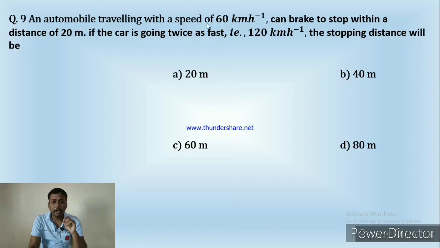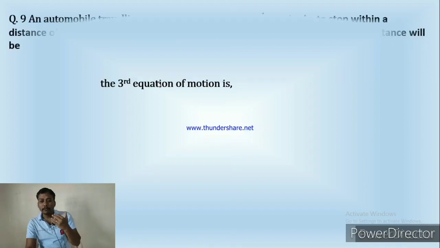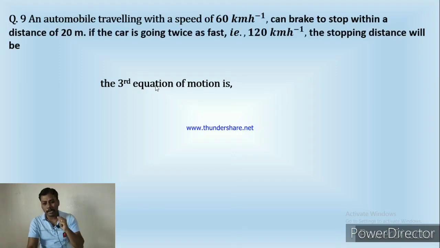See the question. An automobile is traveling with a speed of 60 km per hour. Consider a car traveling at 60 km per hour. If we brake the car, it takes 20 meter to stop. Now the car is moving at twice the speed, that is 120 km per hour, and if we press the brake, over what distance will that car stop?